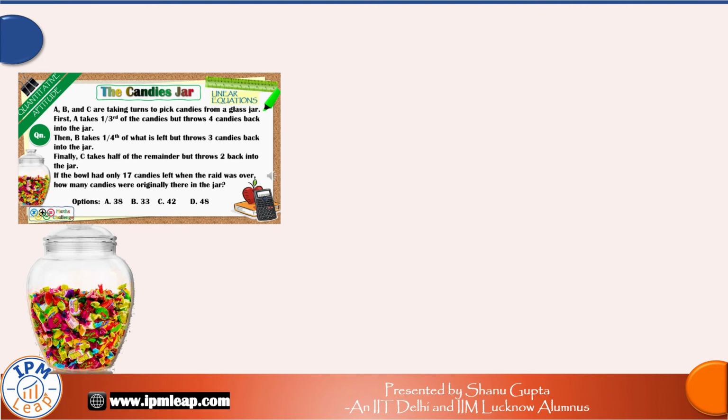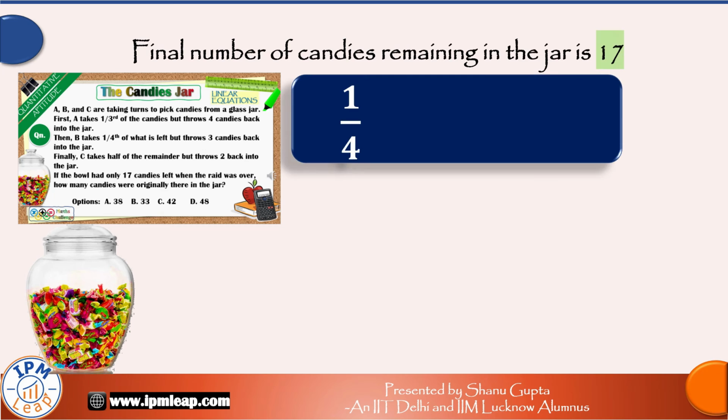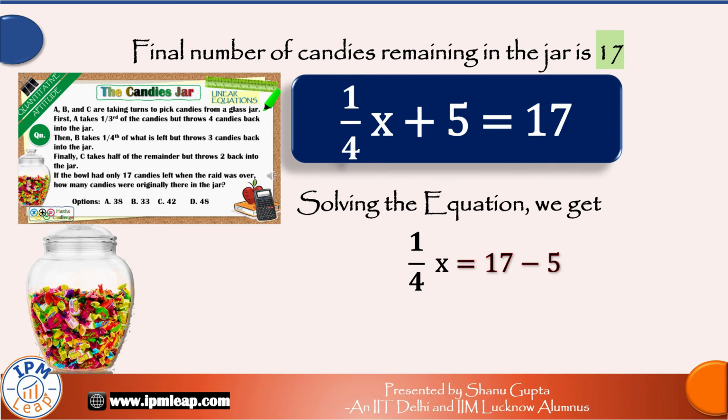So, our equation looks like this. Solving it is the easier part. We first transfer 5 to the right hand side. Right hand side is now equal to 12. And next we multiply the right hand side by 4. So X is equal to 48. The initial number of candies in the jar were 48.